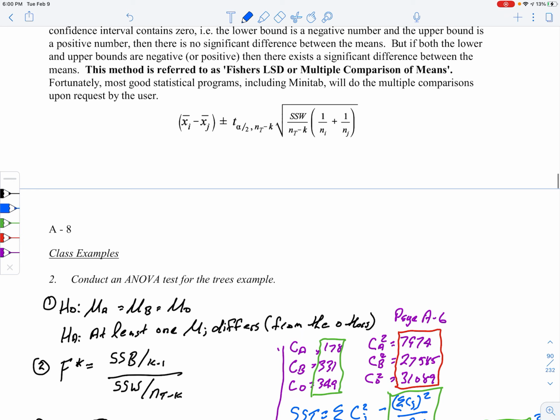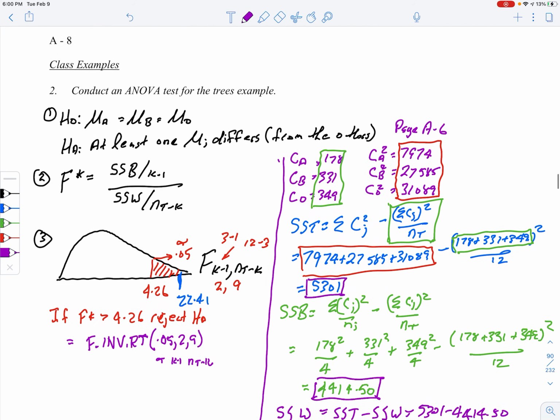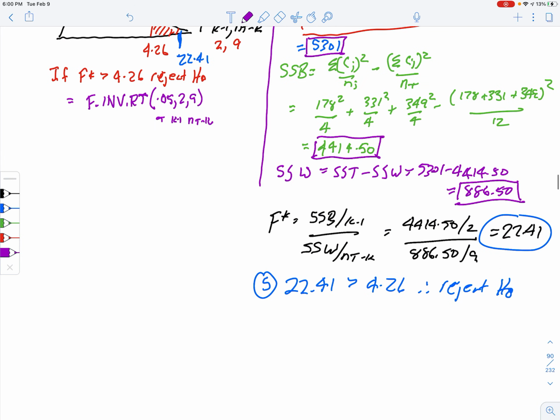The next thing that we will do, which we'll do in the next video, is to find out which ones actually differ. We're going to take a look at each pairing, and we're going to use a confidence interval to look at the differences of the means. This is called Fisher's least significant difference, or LSD, or multiple comparison of means. And we will talk about that in the next video.